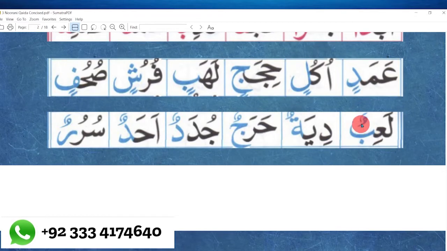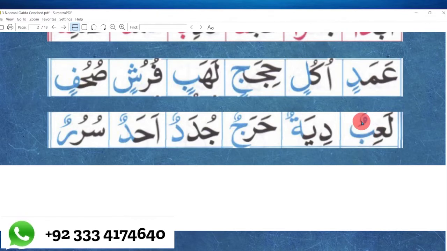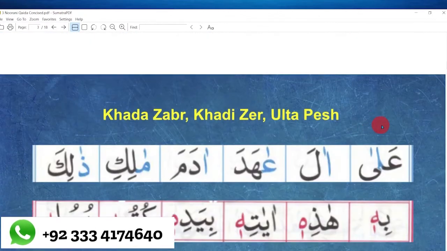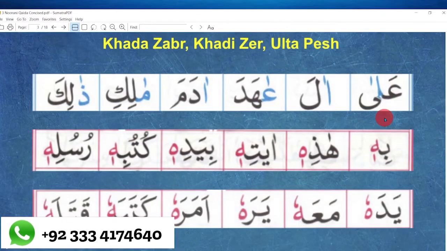Talking about the double pesh, this sign is called double pesh or two pesh, and the sound of double pesh is un. So ba two pesh, bun. So la'ibun. If we stop, we will apply qalqala on ba because the two pesh will turn into jazm. So la'ib.